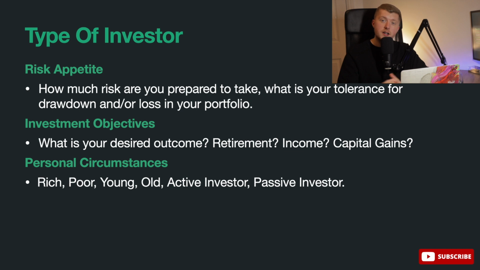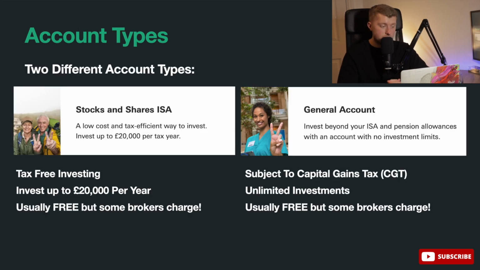Now, once you've decided what kind of investor you are, the next thing that you're probably going to want to think about is the different account types which are available to you. Now, these account types are just available for us over here in the UK. These are not available over in the United States. They do have United States equivalents, but I won't go into those in any kind of detail during this video.